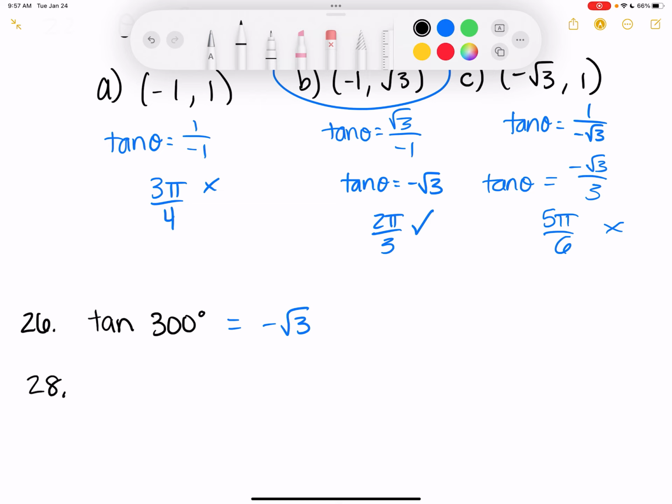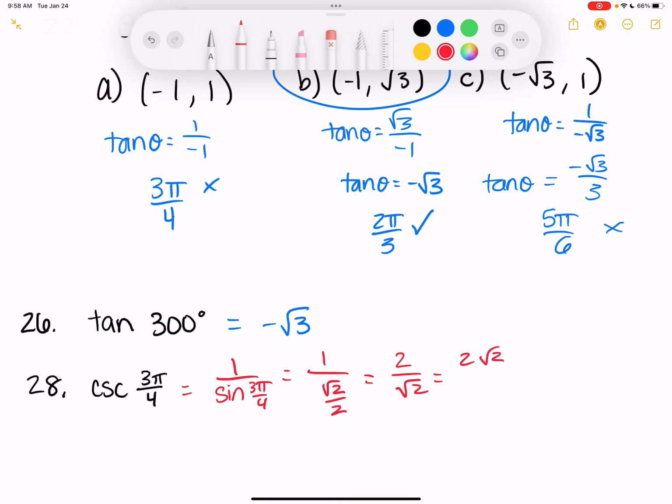Let's see, 28: cosecant of 3 pi over 4. So we treat this as what? 1 over sine. 1 over sine of 3 pi over 4. So sine of 3 pi over 4 is what? Root 2 over 2. So that ends up being 2 over root 2, which is 2 root 2 over 2, which is just the square root of 2, which obviously you don't have to write all those steps. Again, I'm just showing mathematically how we get there.